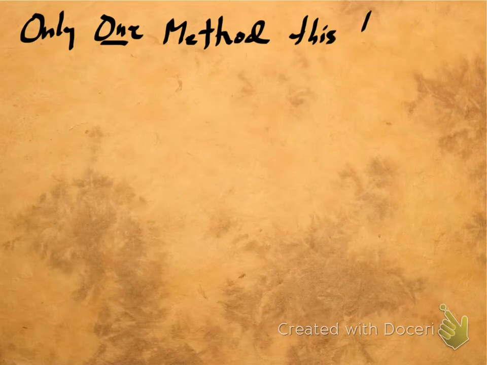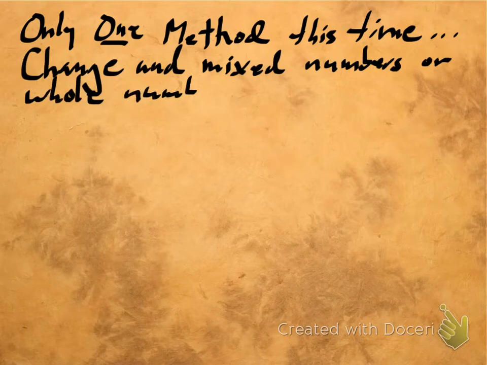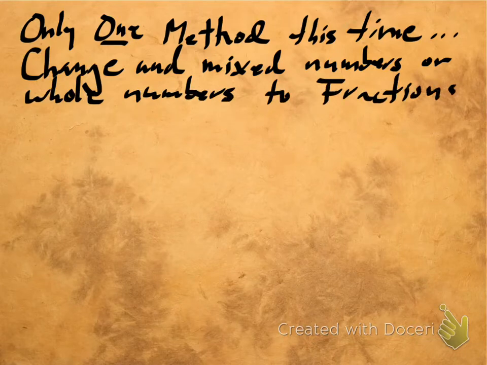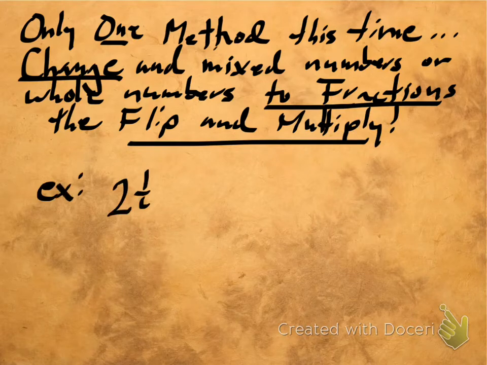Like I said before, we're only going to do one method. It's not like multiplying mixed numbers where we had more than one thing to do. What we are going to do is always change our mixed numbers and our whole numbers into fractions. Whole numbers just go over 1, and then we're going to flip and multiply, just like we did when we were dividing fractions.